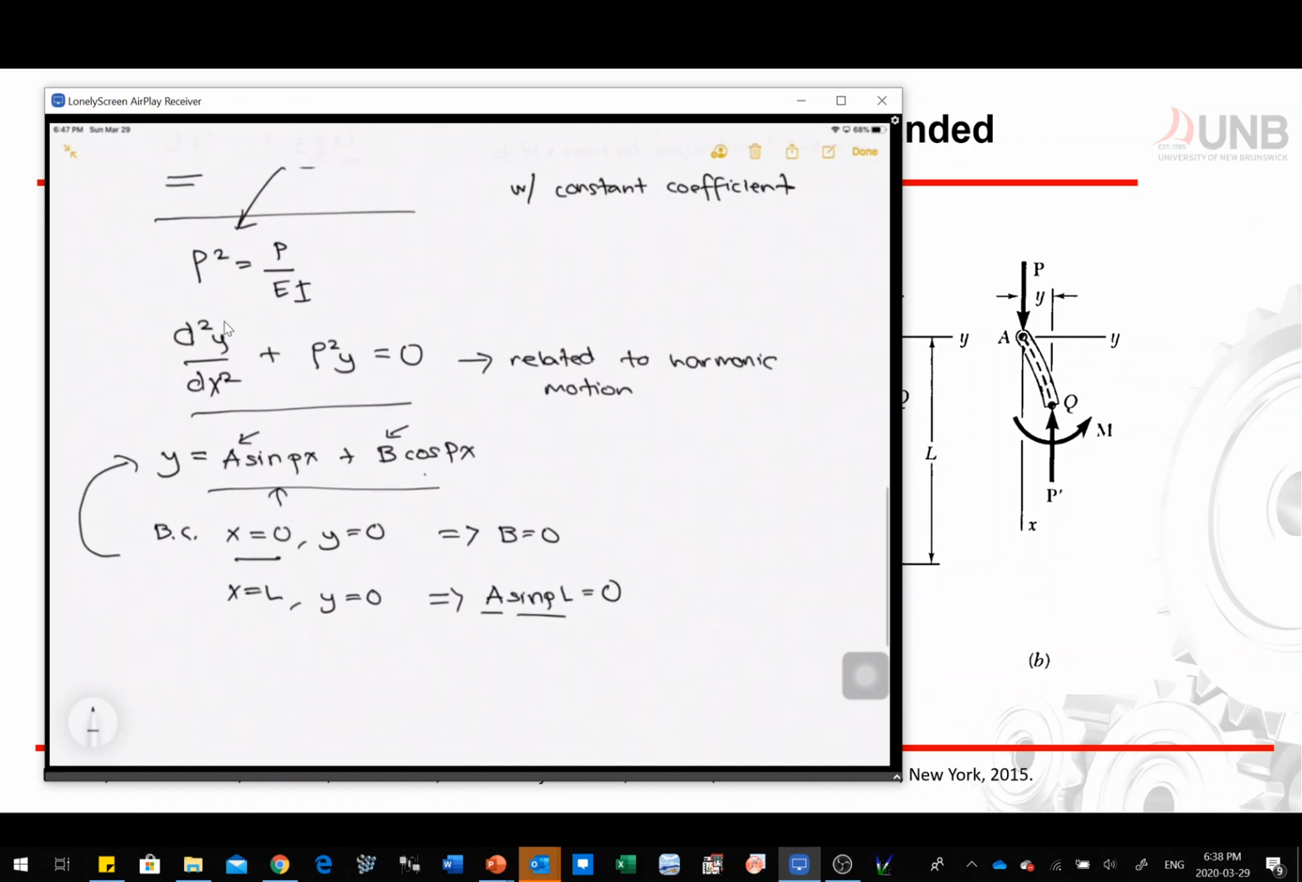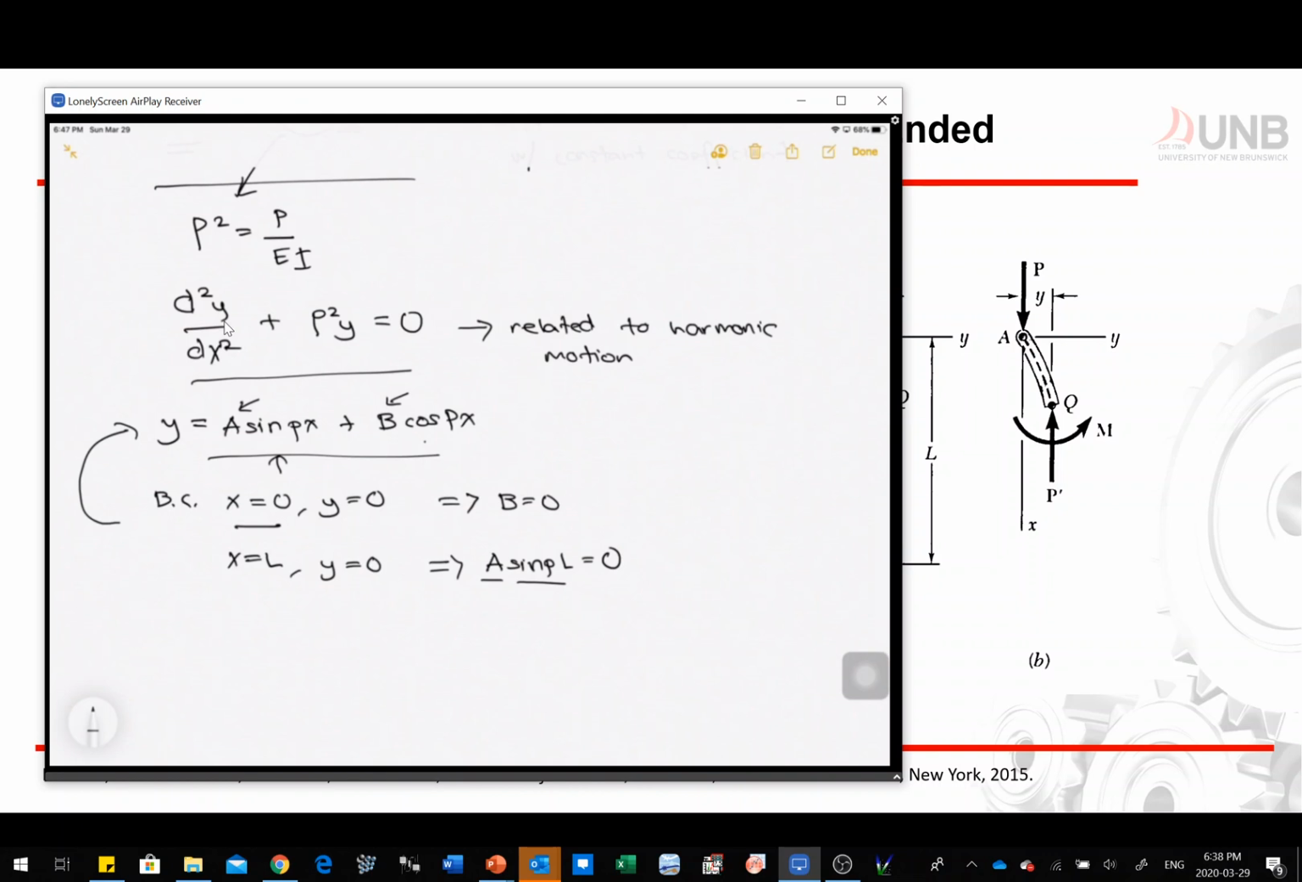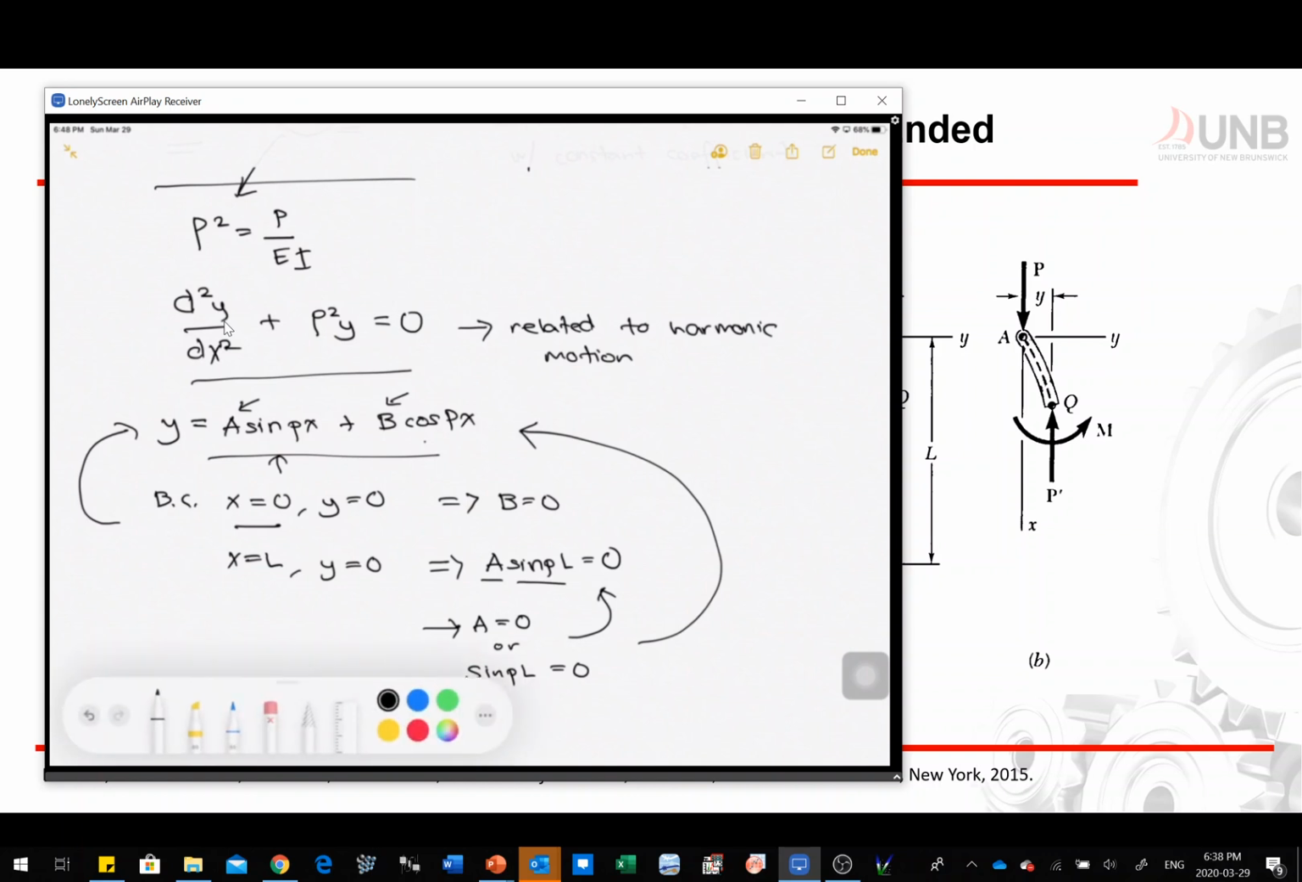So we have your a, you have your sine pL. Now you have two different choices. It's either a is equal to 0 or sine pL is equal to 0 in order for this relation to be true. Now the problem is which one of these is true.